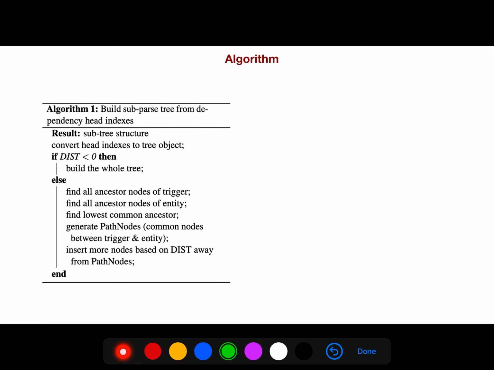So you want to build a subparse tree from dependency head indices. Then the result is just a subtree structure. First we convert head indices to a tree object. If distance is less than 0, then build the whole tree. Otherwise, we find all ancestor nodes of the trigger, we find all ancestor nodes of the entity, and we find the lowest common ancestor. Then we generate path nodes, then we insert more nodes based on the distance away from path nodes.